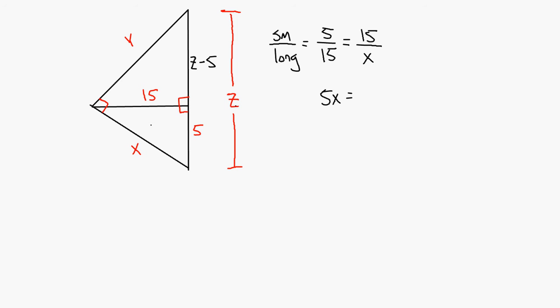I think your 5x is going to be equal to 15 times 15, which is 225. So if you divide by 5, x is going to be equal to, is it 45? All right. So this piece right here would be 45. And what would z be equal to? 50. 50, good.